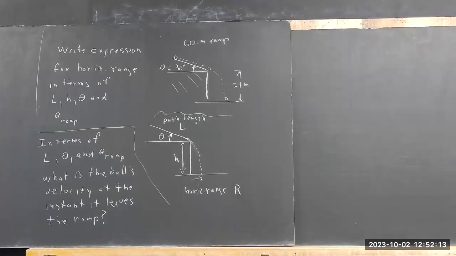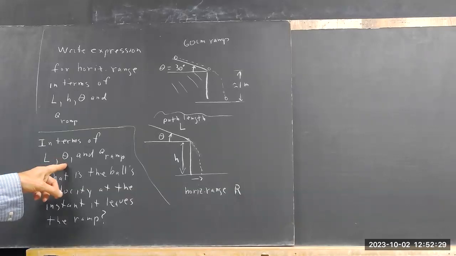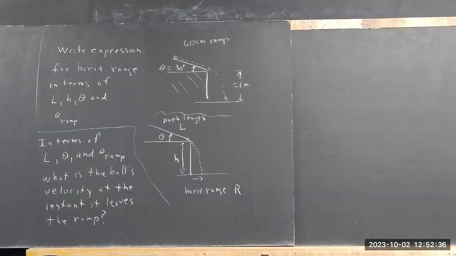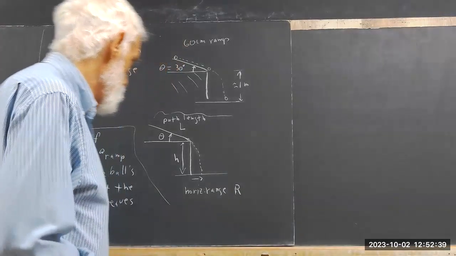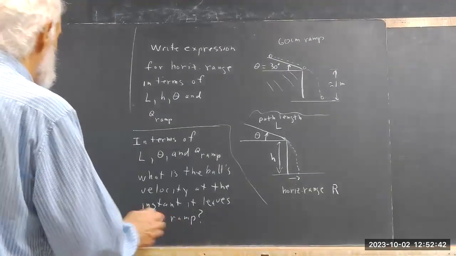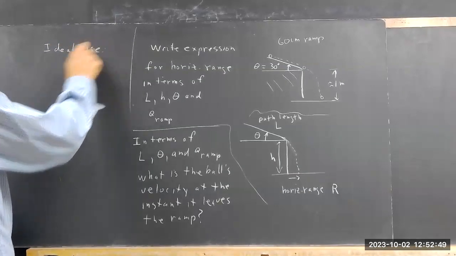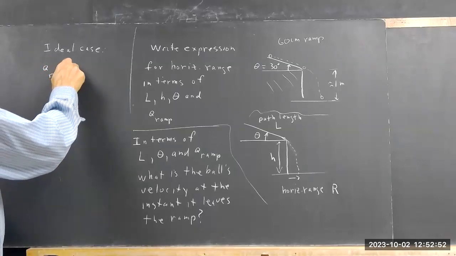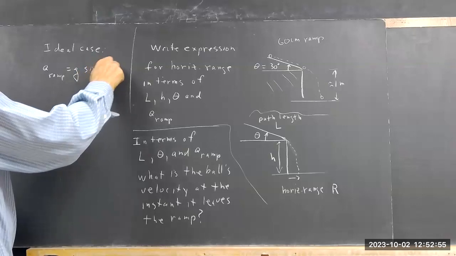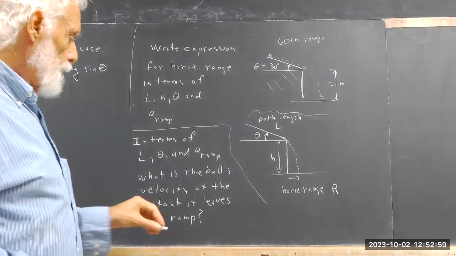Now, just to be sure you understand the situation, go ahead and write it out for some numbers. Write it out for the distance you think the ball traveled, which would be a little less than 60 centimeters. Go ahead and call it 60 centimeters. Go ahead and use angle 30 degrees and assume the acceleration on the ramp will be g sine theta.